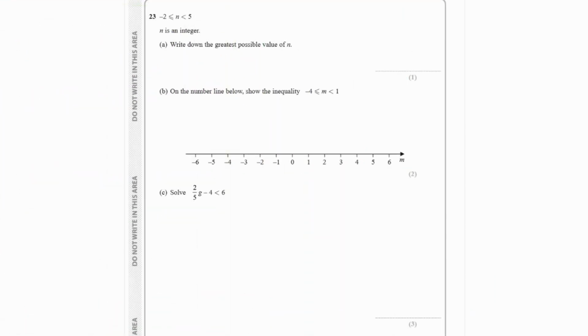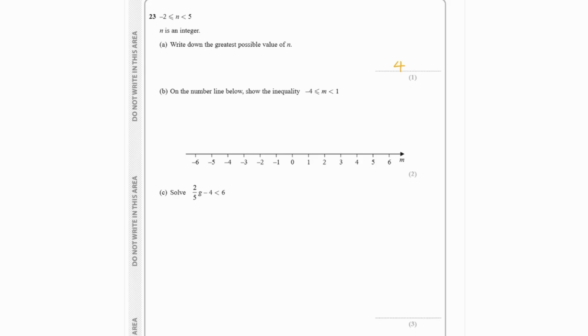Question 23. -2 is less than or equal to n, which is less than 5. n is an integer. Part A, write down the greatest possible value of n. Because n is less than 5, the integer just before 5 is 4, therefore the greatest number that n could be is 4.